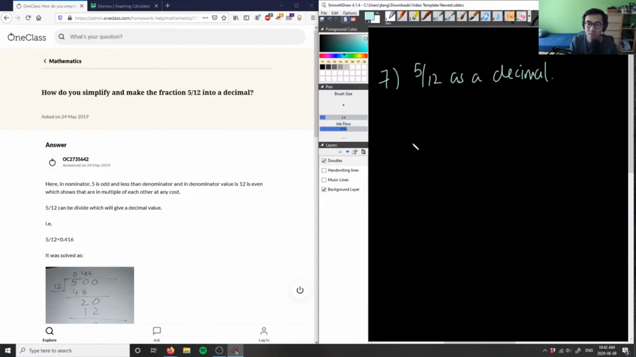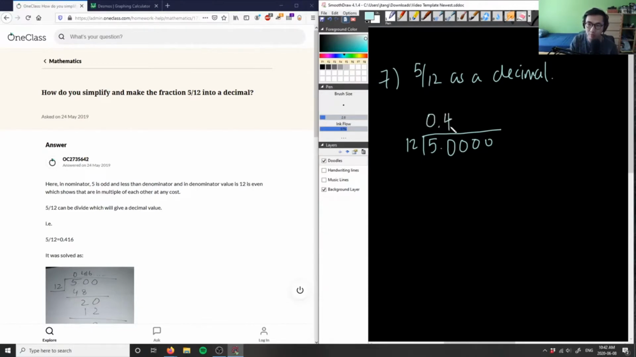So for 5/12, 12 is going to be my divisor here, and 5 is going to be my dividend. I'm going to add some zeros here. Then we're simply trying to find the quotient, which is going to be our decimal. So 12 times what number is closest to 50? In this case, 12 times 4 is 48.